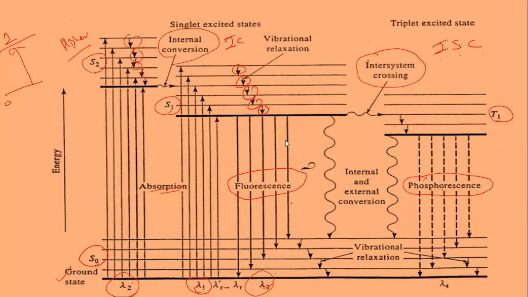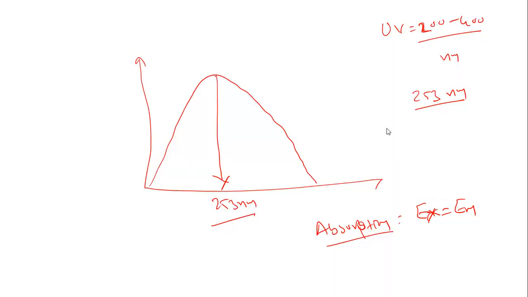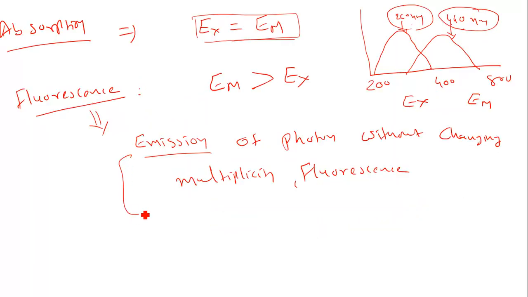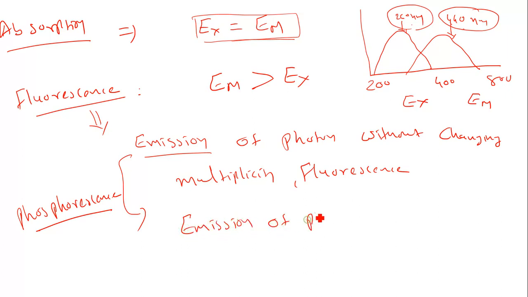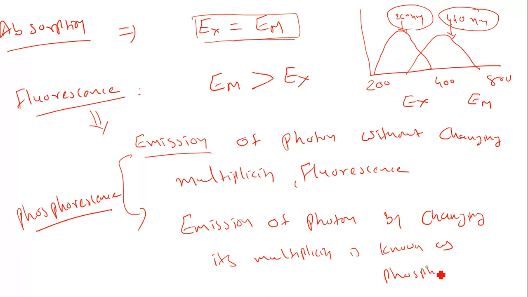Again I am repeating. When emission of photon, the similar type of definition you can put down over here. What is phosphorescence? Phosphorescence can be defined as emission of photon by changing its multiplicity is known as phosphorescence.